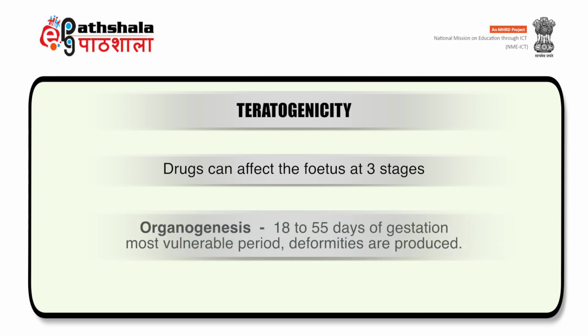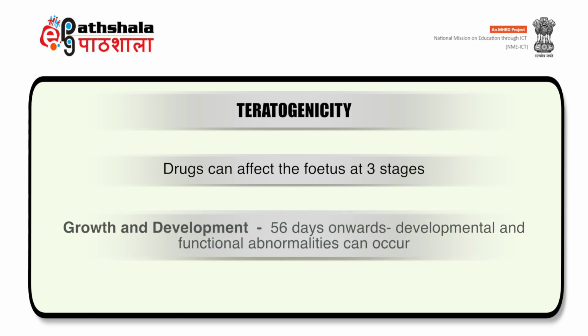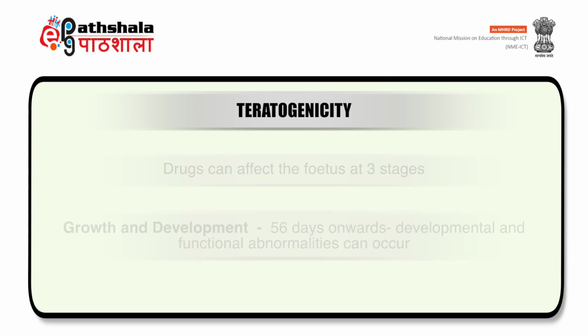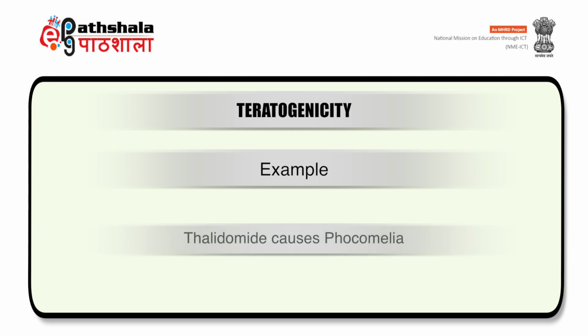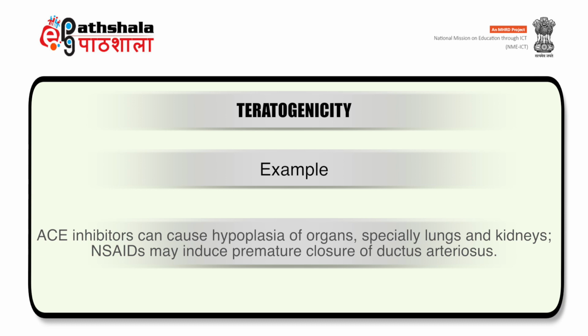The second stage is organogenesis, which is from 18 to 55 days of gestation. It is the most vulnerable period, when deformities are produced. Third is growth and development, that is 56 days onward. Developmental and functional abnormalities occur at this stage. Examples of teratogenic incidents include thalidomide causing phocomelia, ACE inhibitors causing hypoplasia of organs, especially the lungs and kidneys, and NSAIDs, which may produce premature closure of the ductus arteriosus. So, these are the common examples of teratogenic drugs.